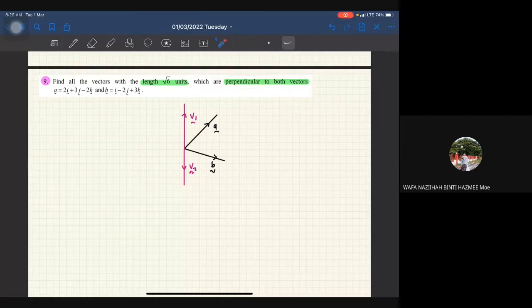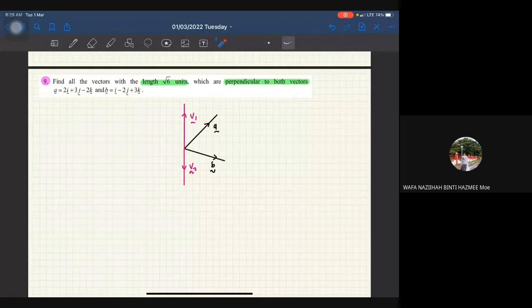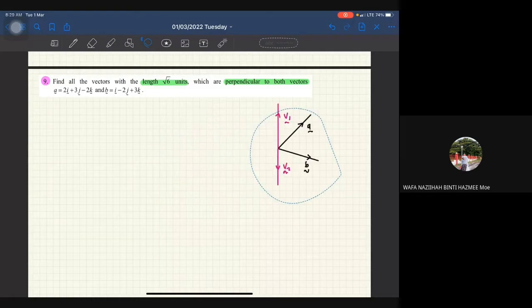Okay, so what about this length of square root 6 units? So ingat tak hari tu masa awak belajar dalam 5.1, kita ada belajar pasal unit vector. So unit vector adalah a vector which has the magnitude of 1 unit. Okay, so itu adalah 1 unit. Sekarang soalan minta kita cari 6 unit. Square root 6 unit. So maksudnya dekat sini, bila awak dah cari unit vector, awak just multiply it with the square root 6 sahaja. Sebab yang awak dapat unit vector adalah 1 unit. So sekarang soalan minta kita cari square root 6 units. Okay, so jom kita tengok sama-sama macam mana nak buat dia.